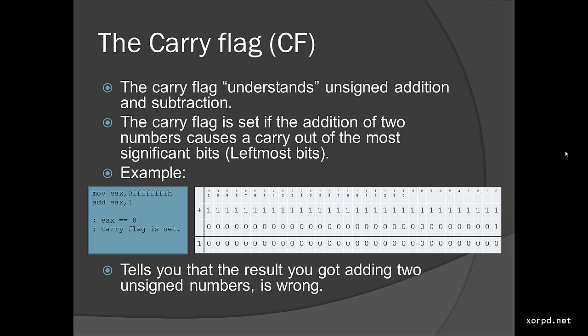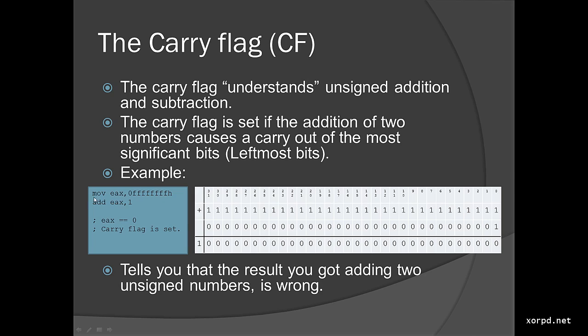The carry flag. The carry flag is a more sophisticated flag. At least more sophisticated than zero and sign. It can actually understand unsigned addition and subtraction. And let us explain a bit about it. The carry flag is set if the addition of two numbers causes a carry out of the most significant bits, or the leftmost bits. Let's look at an example to understand what was just said.